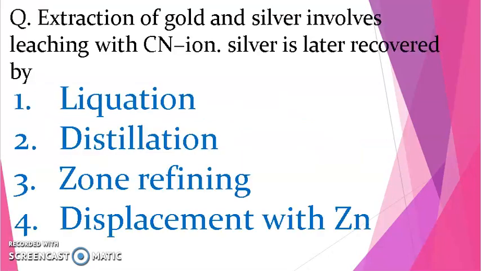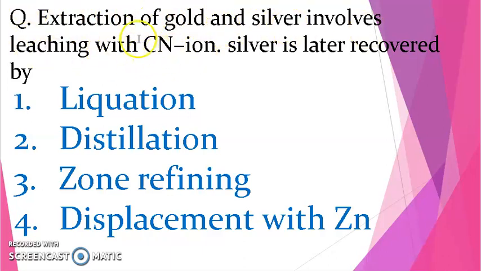So let's go to the first question. The question is: extraction of gold and silver involves leaching with CN minus ion. The silver is later recovered by these reactions. So we have to find the correct reaction, the one through which we are going to recover the silver here. That particular reaction we have to find out.